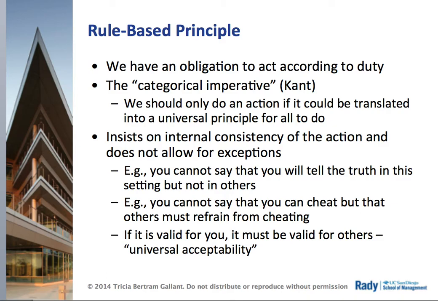The rule-based principle insists on the internal consistency of the action, and it does not allow for exceptions. For example, you cannot say that you will tell the truth in this setting but not in others. Or you can't say that you can cheat but that others must refrain from cheating. In other words, if it is valid for you, it must be valid for others. There must be a universal acceptability.